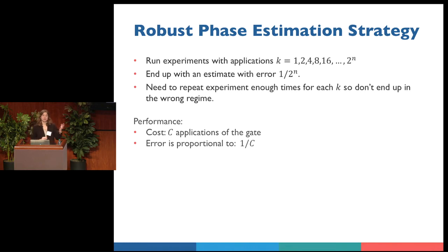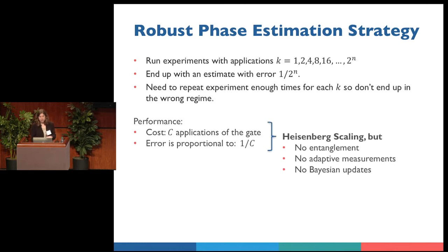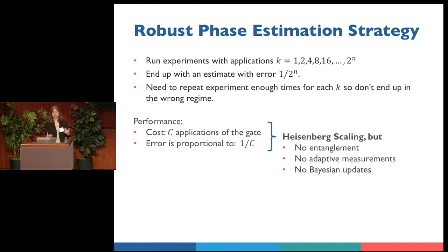Okay, and so if we look at how efficient this procedure is, one way to measure the efficiency is to think about the number of applications of the gate and the error in your final estimate. So in this case, if you have the correct kind of measurement schedule, with C applications of the gate, you can get error that's proportional to 1 over C, and this is also known as Heisenberg scaling. So this is as efficient as you could possibly be.